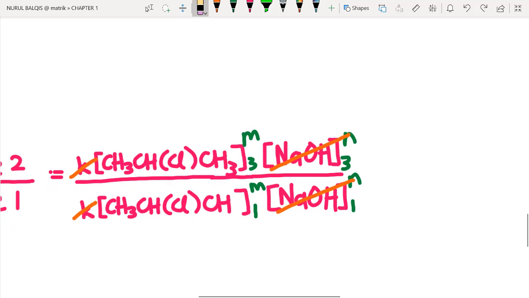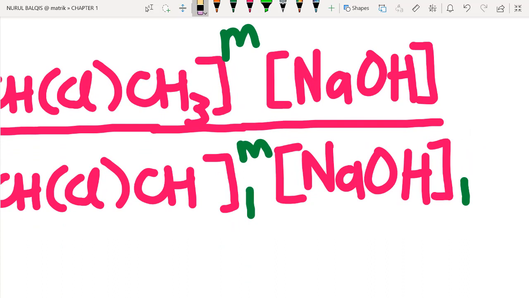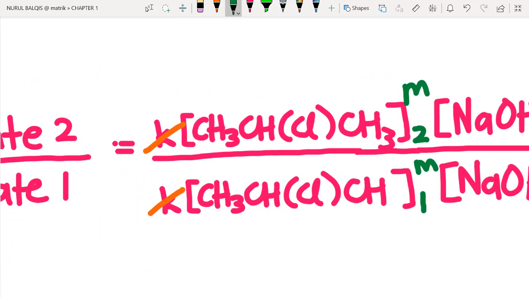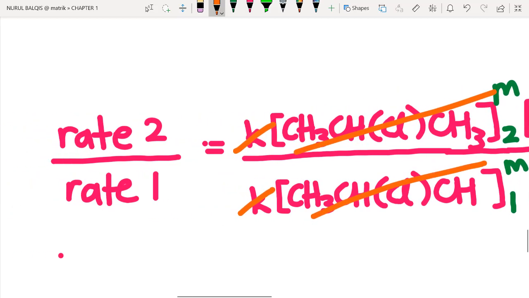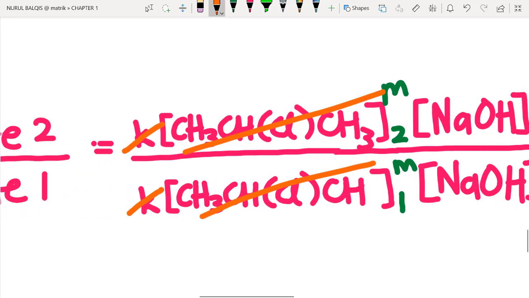Okay, and here we're going to clear these things. Sorry, so this is 1. This is N. This is N. And this is 2. This one is 2. Since we want to use the constant value for the first reactant, we're going to cancel this out, leaving only the rate of reaction and also the concentrations for sodium hydroxide.